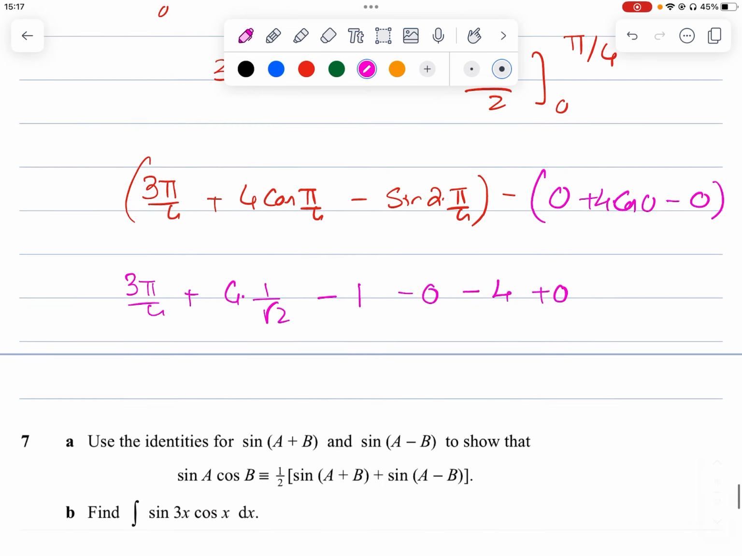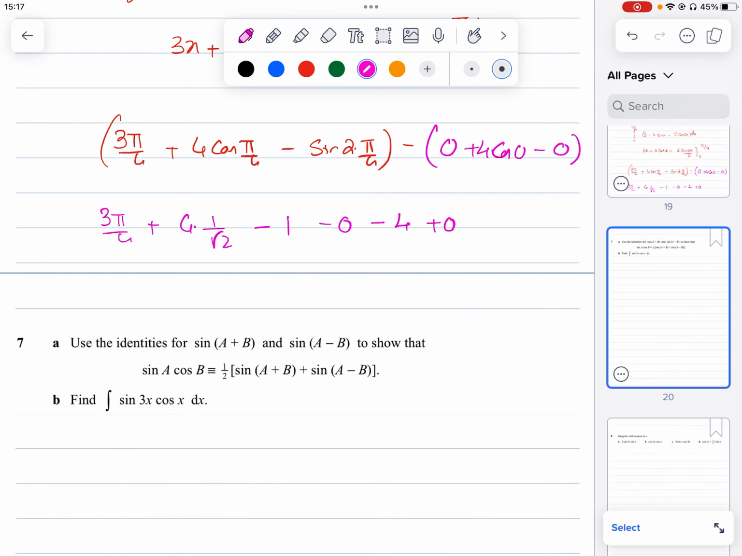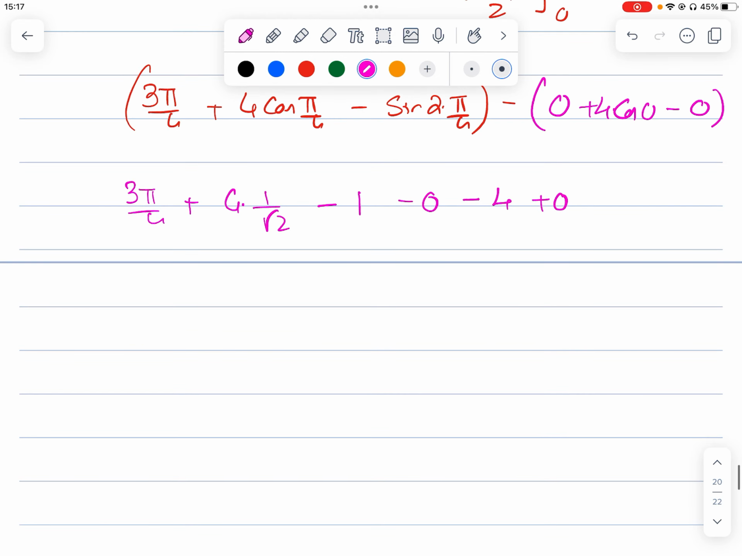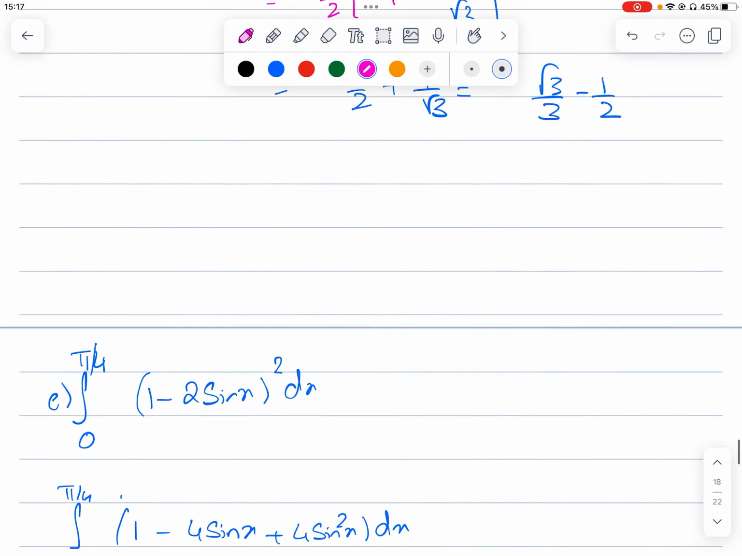So what does that become now? The answer becomes 3 pi upon 4 plus 2 root 2 minus 5. 4 upon root 2 is 2 root 2.